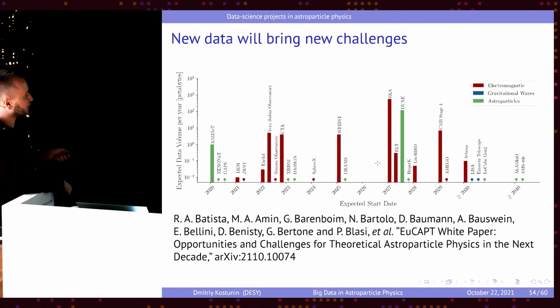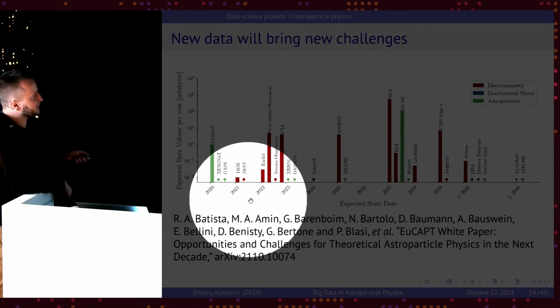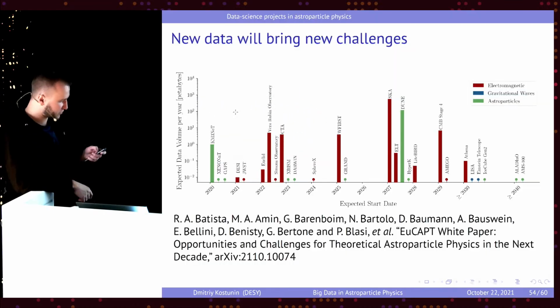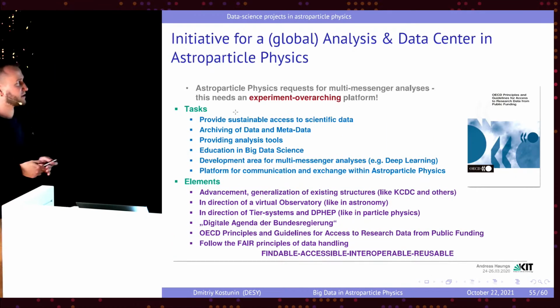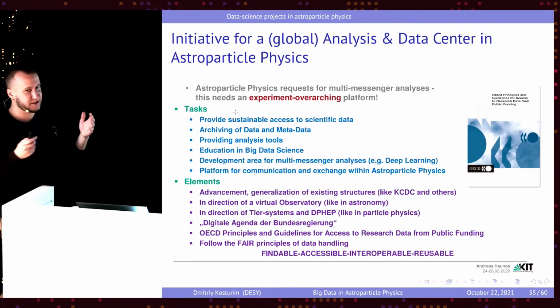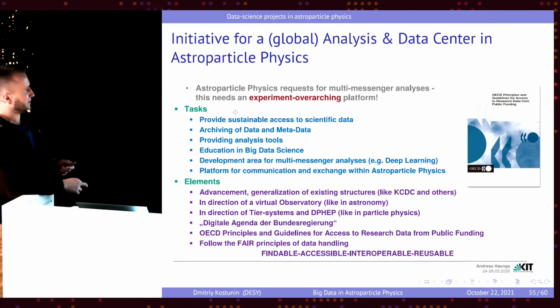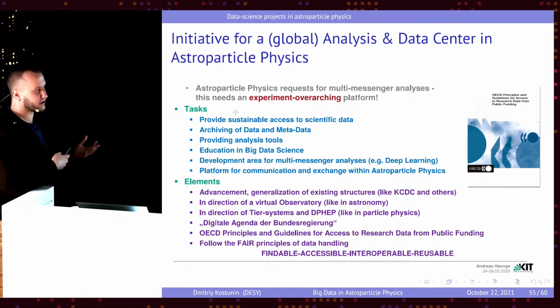There are a lot of timelines. Some experiments are already commissioned, some will be commissioned soon, but we will have this problem soon. There are already different initiatives for global analysis and data centers in astroparticle physics. They are very nice ideas, because now the data is distributed around experiments, and we need a nice communication protocol and so on.